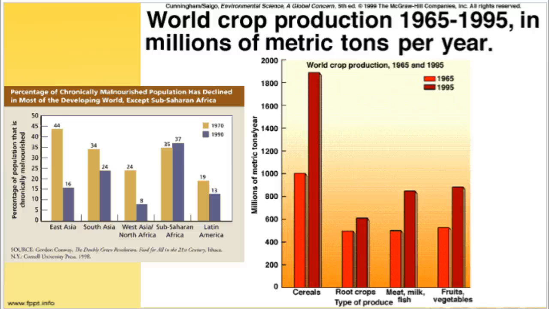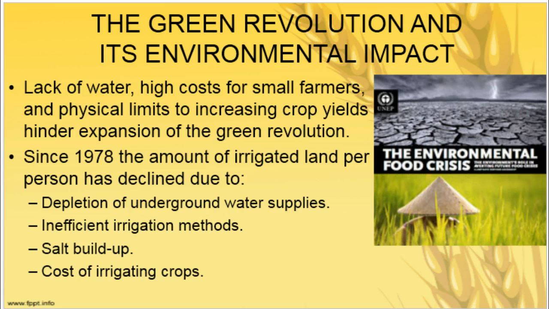So geneticists doing things like hand pollinating plants and moving selected genes from one variety to another in order to produce a plant that's going to have a higher yield. And it has helped our overall malnourished population to start to decline. However, this green revolution has also had a large environmental impact.